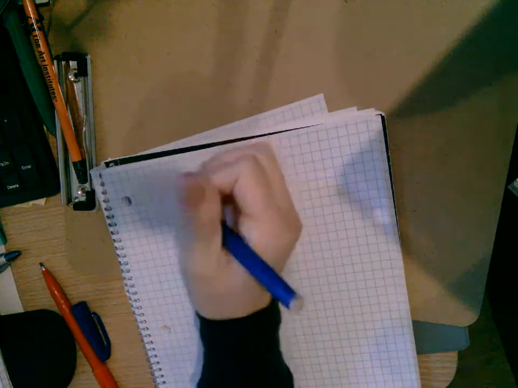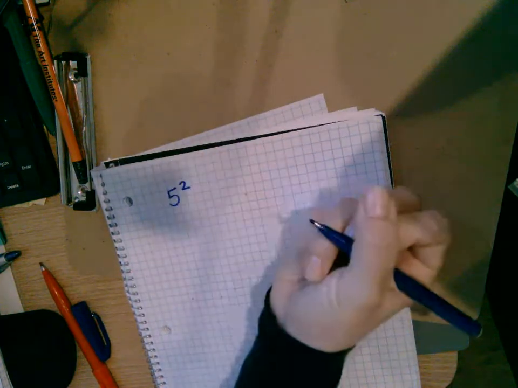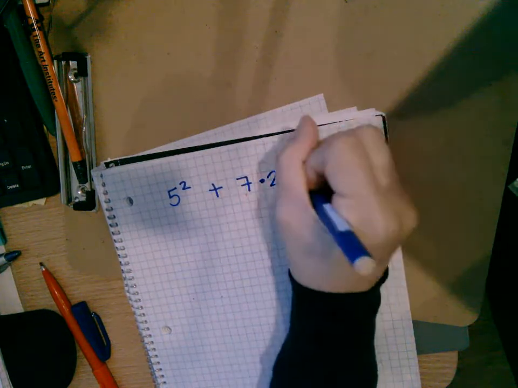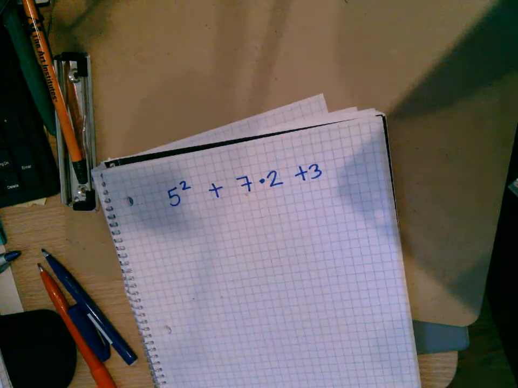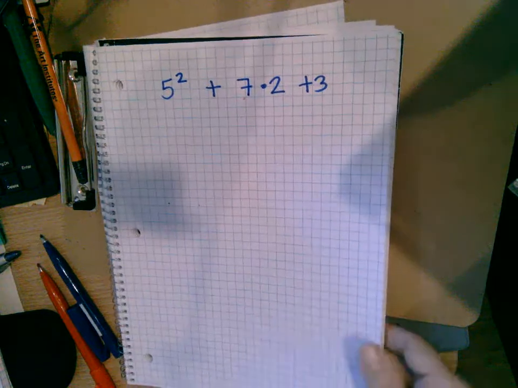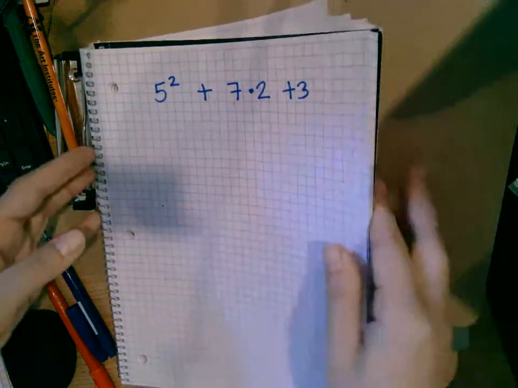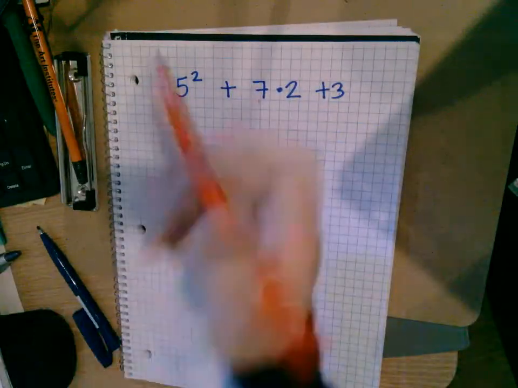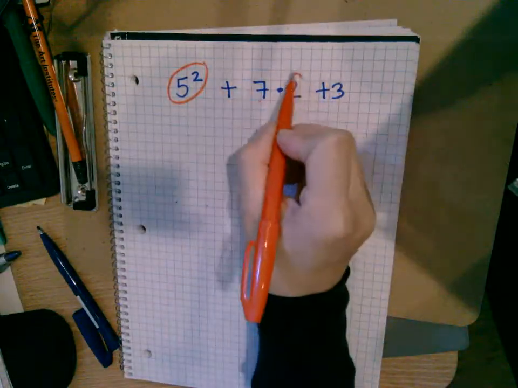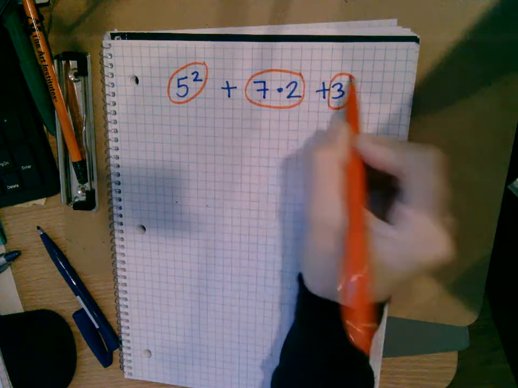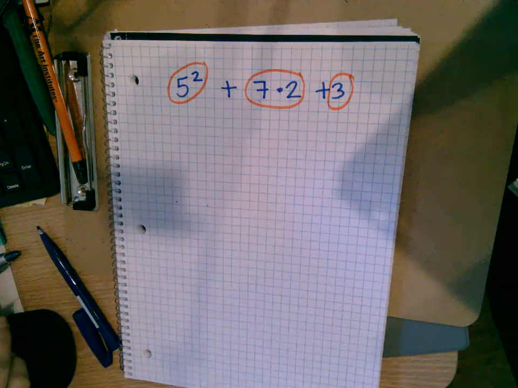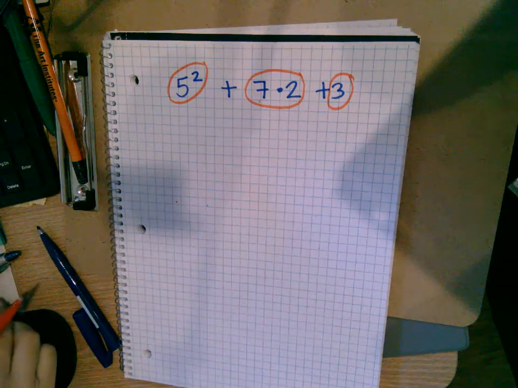What if I give you this problem? 5 to the power of 2 plus 7 times 2 plus 3. What would you circle? How many terms? 3 terms. Very good. See if you can get an answer before I do. And if you do, you can put it in the private chat.